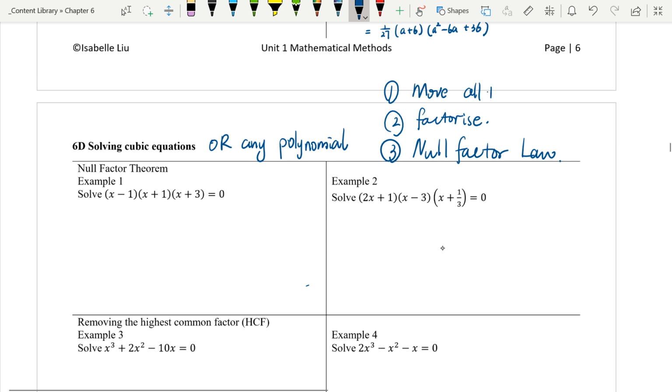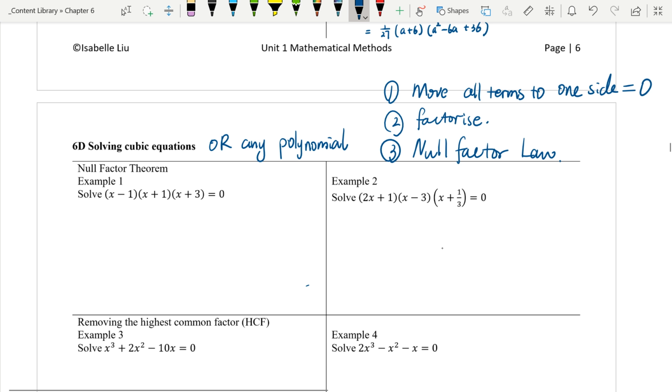all terms to one side, and then equals to 0. So make everything to one side and equals to 0. Because if you want to use null factor law, you must have the right-hand side or left-hand side equal to 0. And then each bracket equals to 0. That's how you can do it.